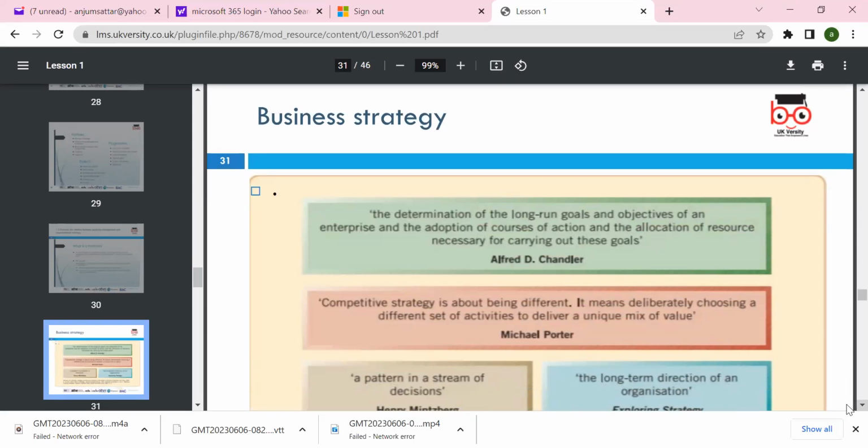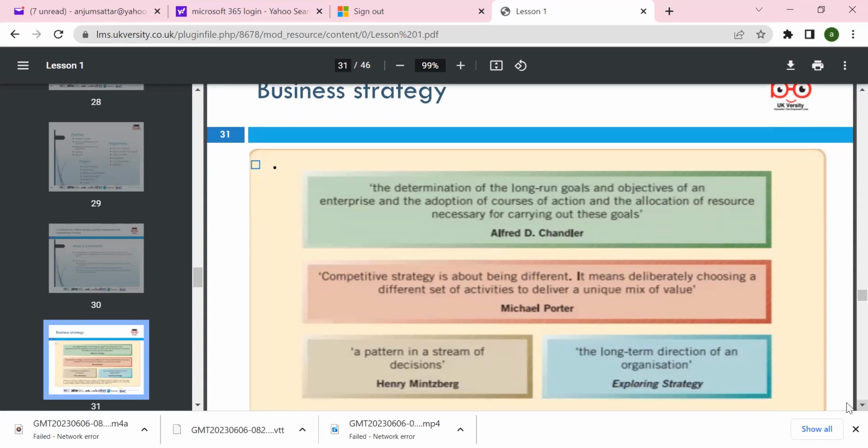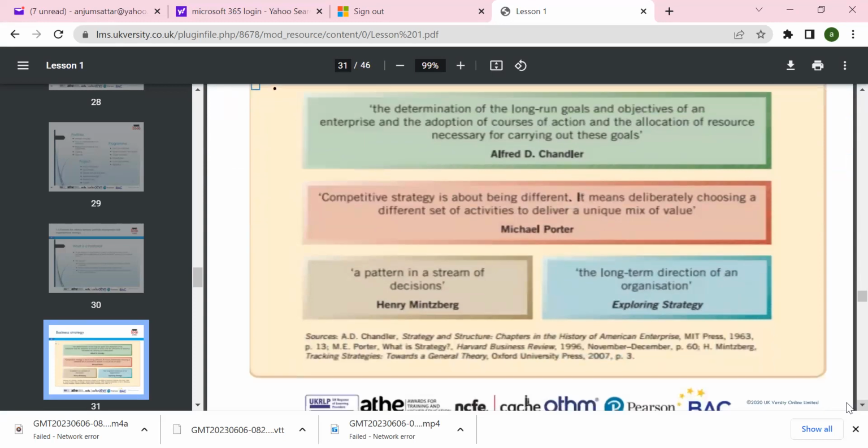So what is the word strategy? We said earlier it derived from the Greek word strategist, which was used in the military. Various authors say it determines the long-term goal and objectives of an enterprise, the adoption of courses of action and the allocation of resources. Competitive strategy, Michael Porter: cost leadership, cost focus and differentiation. Like the airline Ryanair, they have a cost leadership strategy, and Emirates Airline, they have an innovation strategy. They have a quite diverse workforce from various countries.